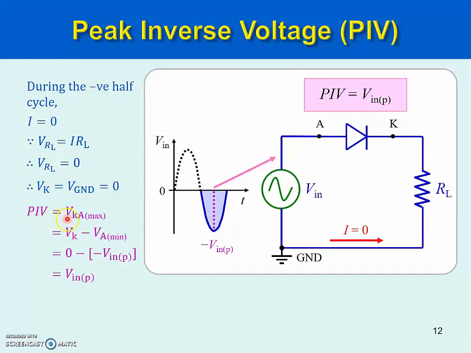Peak inverse voltage is the maximum value of the potential difference from K to A. So that is VKA maximum is the peak inverse voltage. VKA maximum is VK minus VA minimum. VK is 0, as proven here. VA minimum, the minimum voltage at this point, can be seen from this curve, is negative V_in,peak. So substitute in, do the simple math, and you can derive this formula: peak inverse voltage equals peak input voltage.